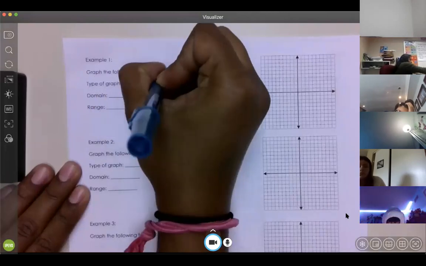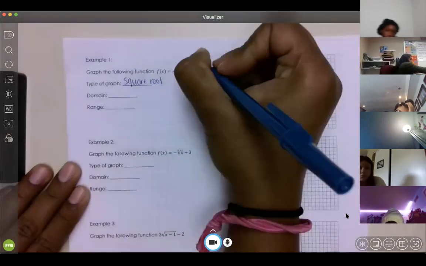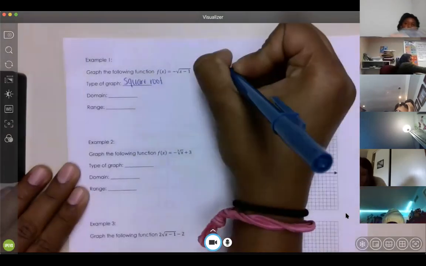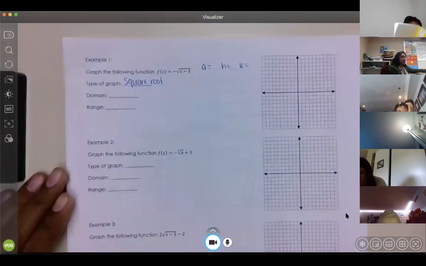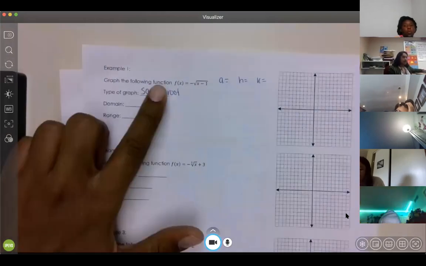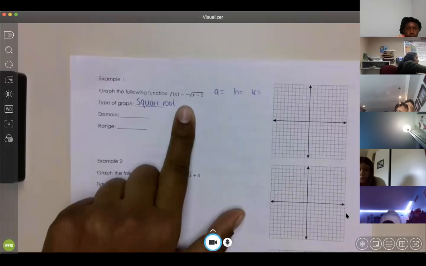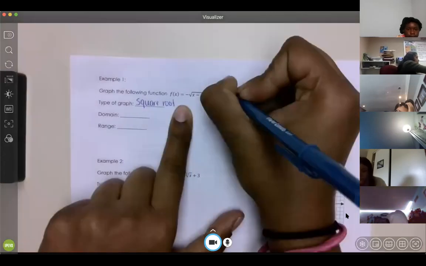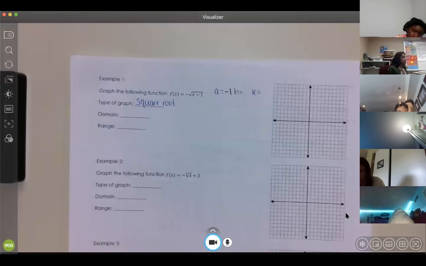I'm going to leave the domain and range for now, and I'm going to identify my a value, my h value, and my k value. I'll start us off with the a value because we haven't talked about that before. The a value is the number in front of your radical. So right now you know there's a negative, and there is no number, so you can assume that it's a 1. So negative 1 is your a value.